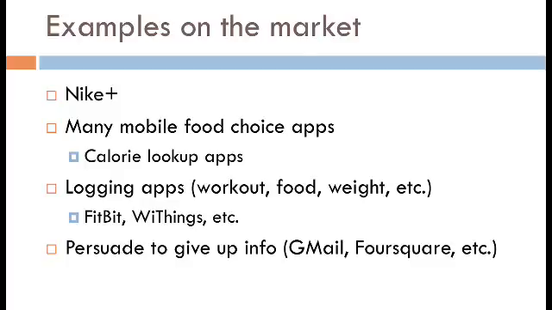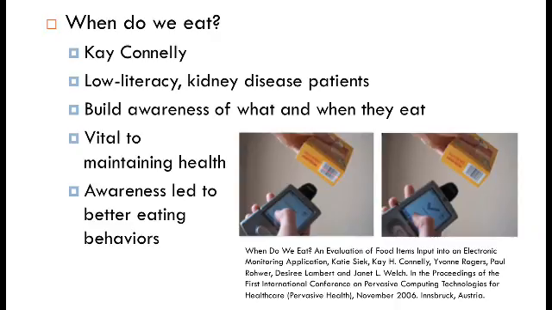And then there are a variety of health applications. So one of them was built by Kay Connolly called When Do We Eat? And this was designed for people with low literacy who are kidney disease patients. And just to build an awareness of what they're eating and when they're eating, because they really had to watch things like salt intake and other things in their lives. And so they could scan barcodes on food that they ate, and it just built up a database of what they were eating and let them reflect on that over time. And that led to better eating behaviors, just being aware of what they were eating and seeing that over time.